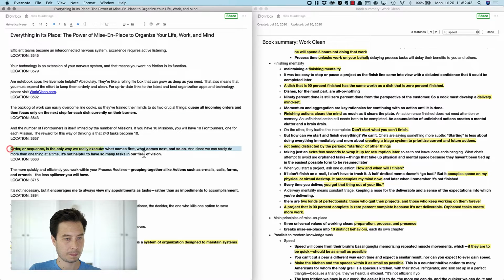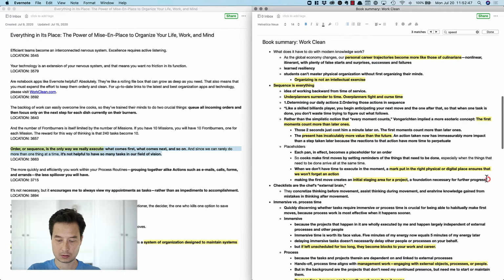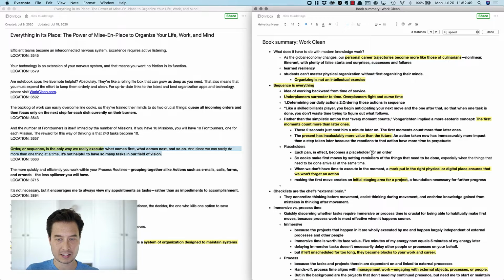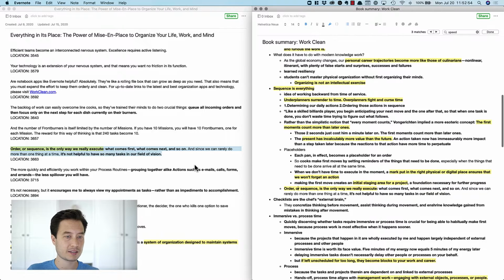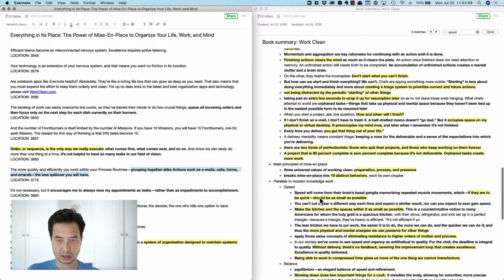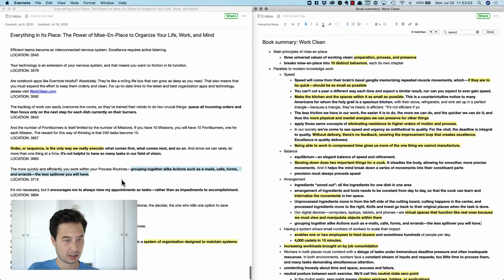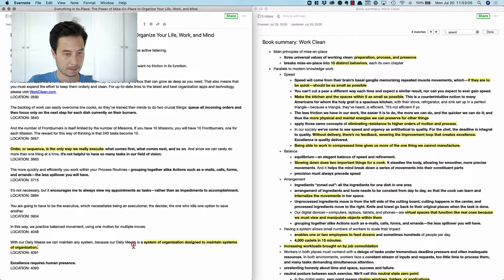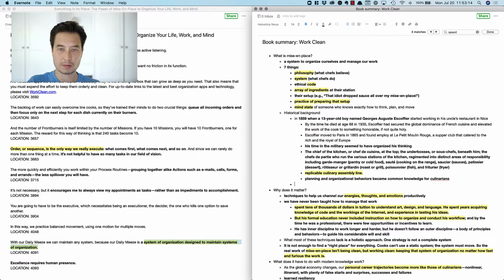Okay, here's something else about sequence. You can see I'm barely taking the time to even see what the sentence is about before putting it in the first place that makes sense. Okay, grouping is about, where's arrangement? Okay. Ooh, I like this. It's kind of getting meta. A system of organization designed to maintain systems of organization. I'm going to put that up here under mise en place.